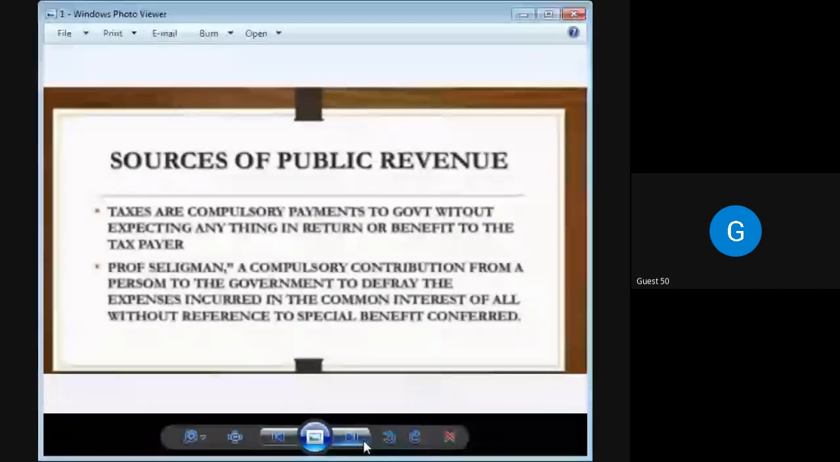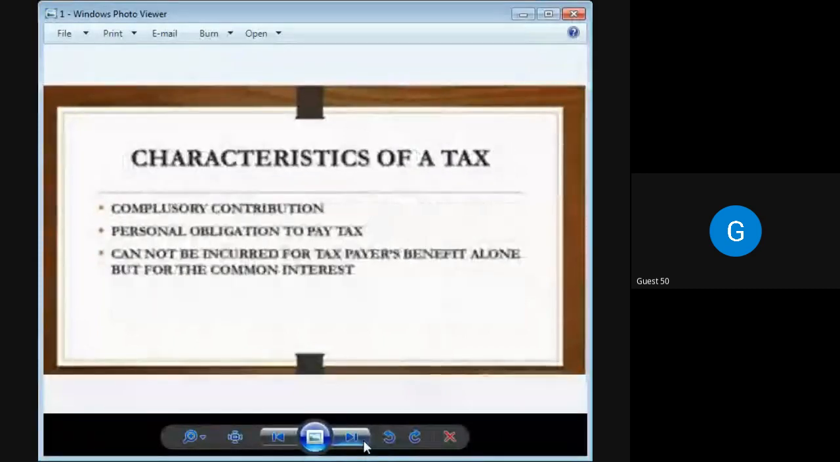So the main source, we can say the main source of public revenue is tax. Now, what are the characteristics of a tax? It is a compulsory contribution. Okay, you cannot ask the government for anything in return on payment of tax. आप return में कुछ नहीं कह सकते हो. It is a compulsory payment. Okay, we can say it's a compulsory contribution.